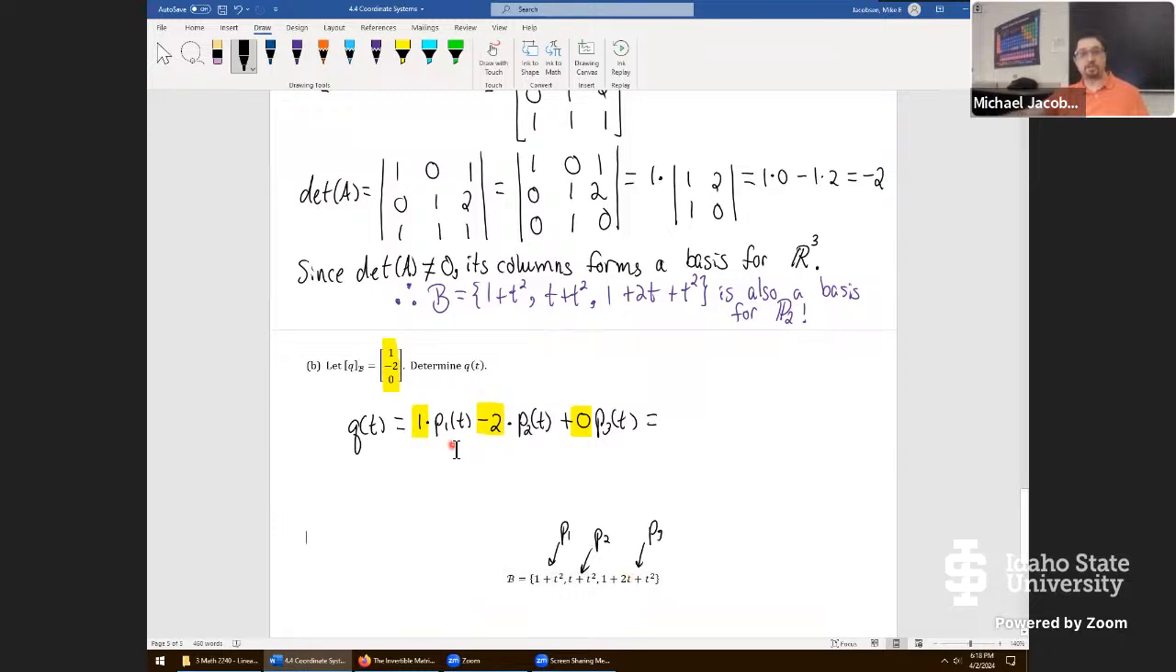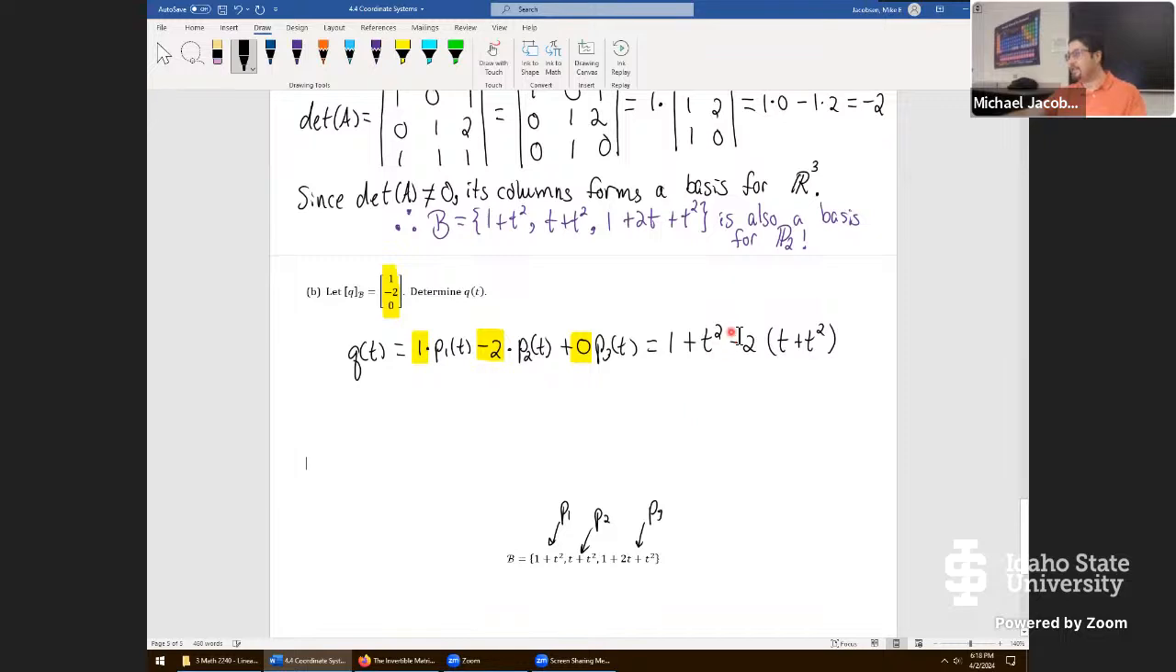All we're now doing is some substitutions. It's 1 times p1, so throw in p1 to get 1 plus t squared. Then we have -2 multiplying p2 of t, so we go down to p2, it's t plus t squared. I think we're done with that basis, but let's park it down here just in case. All we have left to do is just, well, a little bit of algebra. This is the relaxing part.